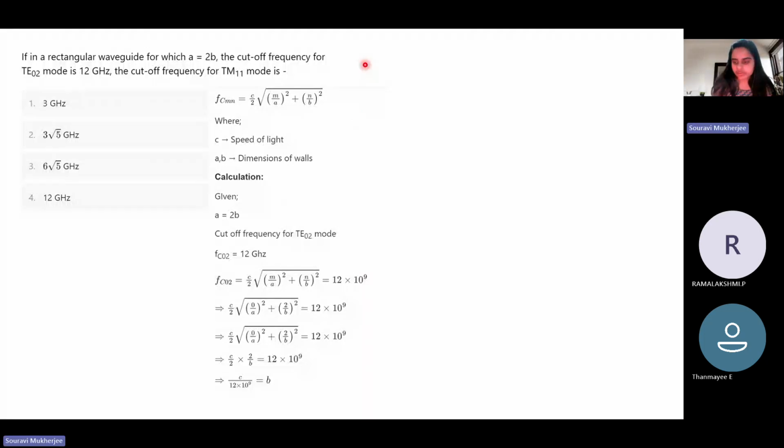So we are trying to solve this question, and this is a very standard question directly using the relation for the cutoff frequency for different modes. The cutoff frequency of the TE02 mode is given. We have to find the cutoff frequency of the TM11 mode, given the condition that A is equal to 2B. Based on all the conditions provided, what should be the answer? Can you take a couple of minutes to solve it? Standard things, right?